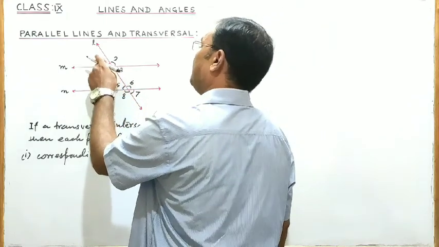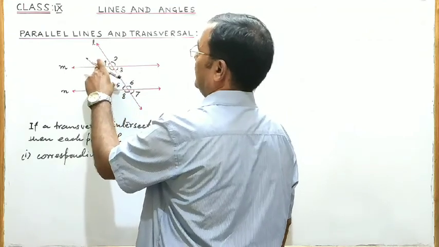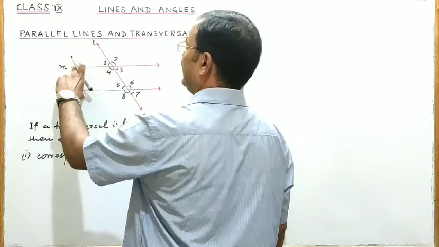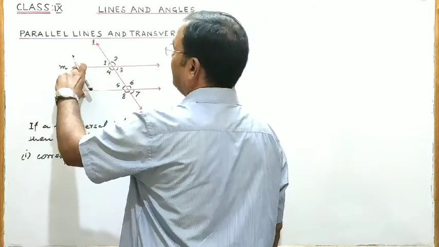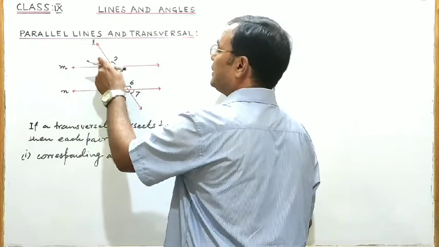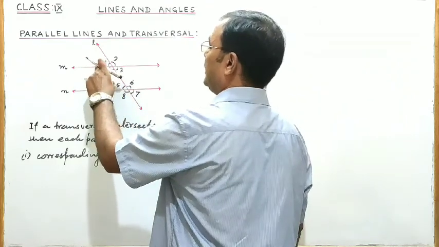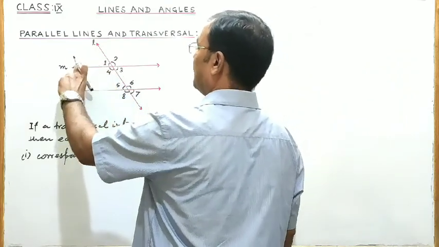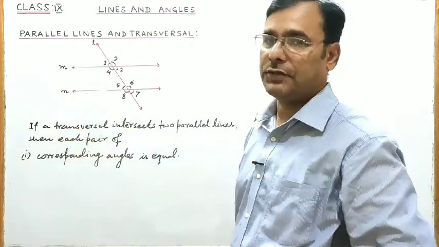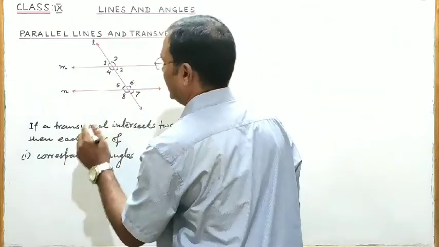As the position of angle 1 and angle 5 are the same for this transversal L and two parallel lines M and N. So because of this same position, angle 1 and angle 5 are a corresponding pair of angles for parallel lines M and N with respect to transversal L. So corresponding angles are equal.